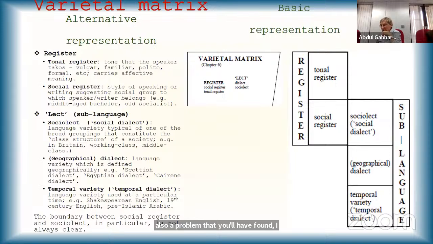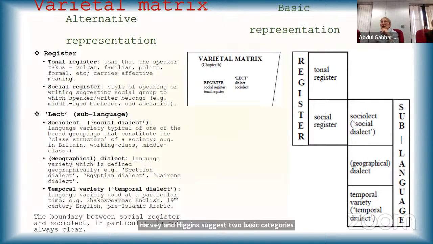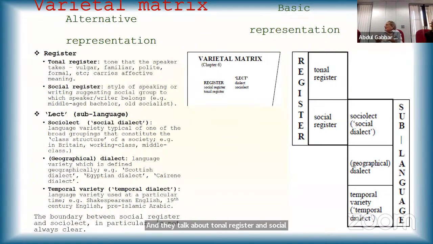Okay, beyond that, we've done the semantic matrix, we've got the varietal matrix. Varietal matrix, Harvey and Higgins suggest two basic categories. So they suggest on the left, the diagram on the right is better, I think, than the one in the middle. In the left of that diagram, they suggest, well, you've got register, and they talk about tonal register and social register. So tonal register is to do with what we've just seen, affective meaning. It's to do with the kind of words you use to get a certain effect or affect.